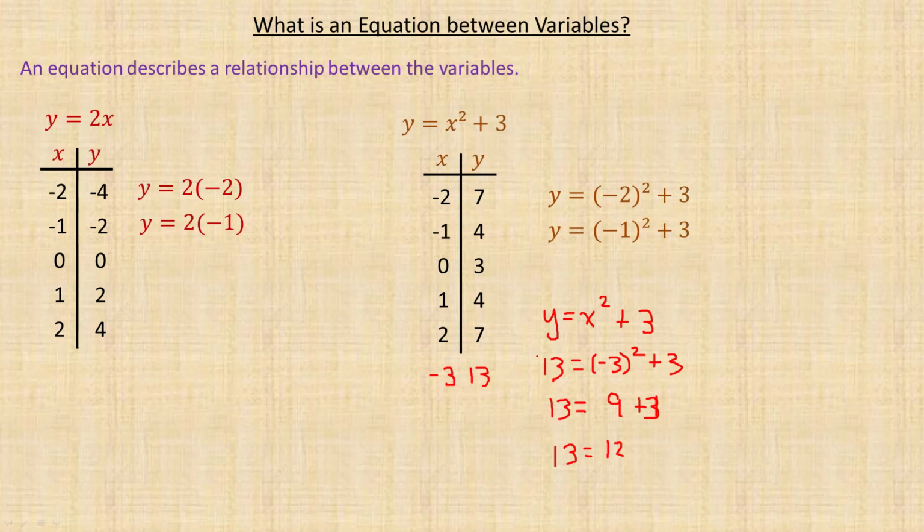So if I erase this, let's say you did this correctly, and we had 12 here. Then that point does satisfy the equation, because when you substitute negative 3 for x and 12 for y, it has the same value on both sides of the equation. So let's take a look at one more example here.